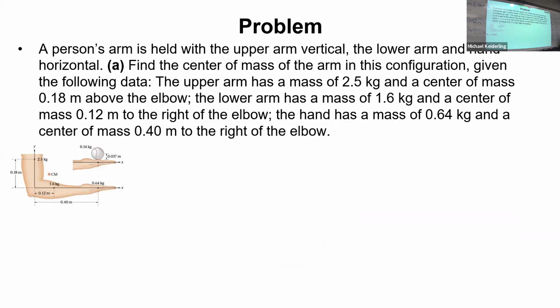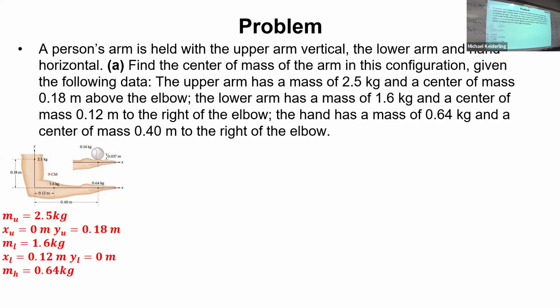So let's start with what we know. Mass of the upper arm is 2.5 kilograms, and it's at x equals 0 and y equals 0.18 meters. Mass of the lower arm is 1.6 kilograms, and it's at x equals 1.2 meters and y equals 0 meters. Mass of the hand is 0.64 kilograms, and it's at x equals 0.4 meters and y equals 0 meters. And we're looking for x center of mass and y center of mass.